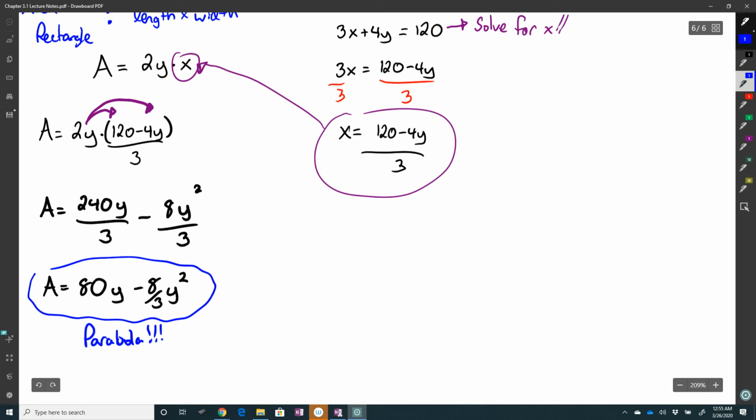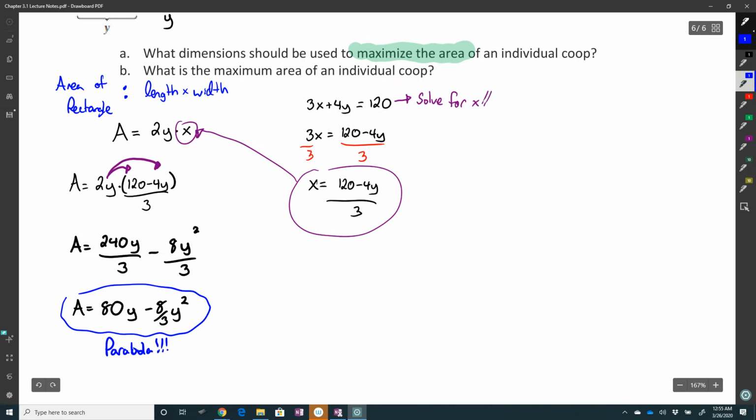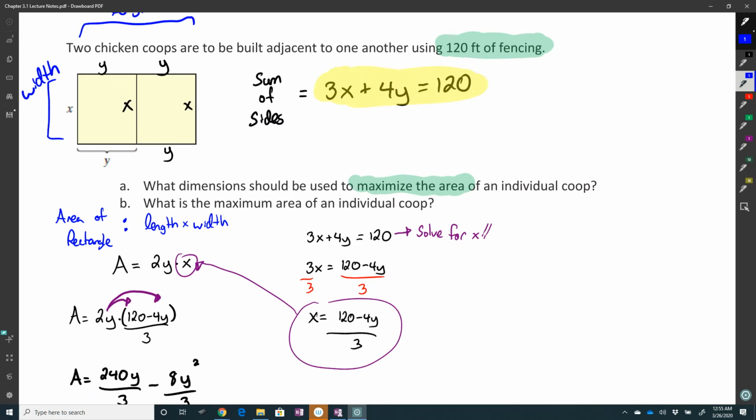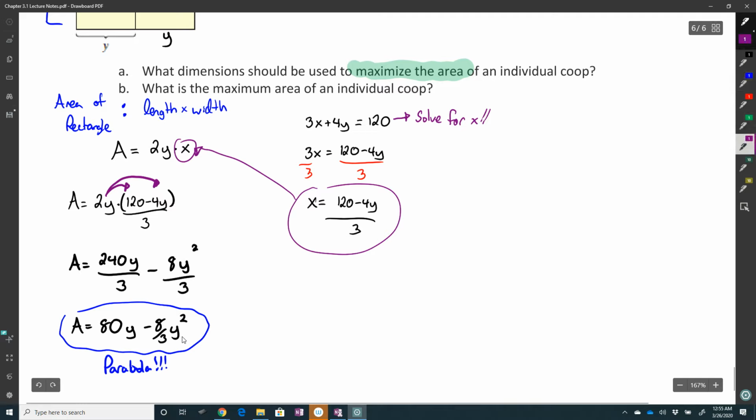So this one was really tricky. This is the only way to create the equation. You have to come up with the 3x plus 4y equals 120. You solve for one of the variables, and you plug it into the formula for the area of the chicken coop. When you do all the math, you end up with a parabola. Now this parabola has a equal to negative 8/3, b equal to 80, and luckily c is equal to 0.